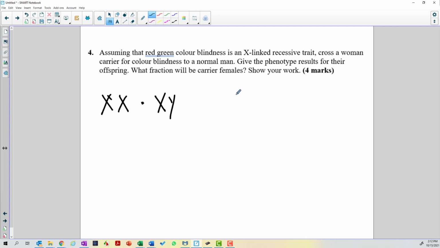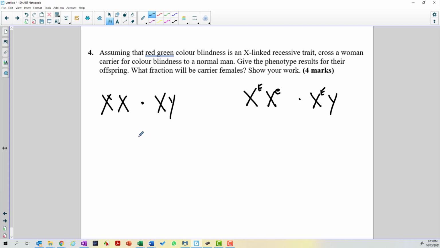If I was using the letters, then I could say that this would be normal vision, and I'm going to use E for normal. So that would be a carrier, and this would be a normal man. I'm not going to use this convention just because it's just too much work. I'd rather use the shorthand.